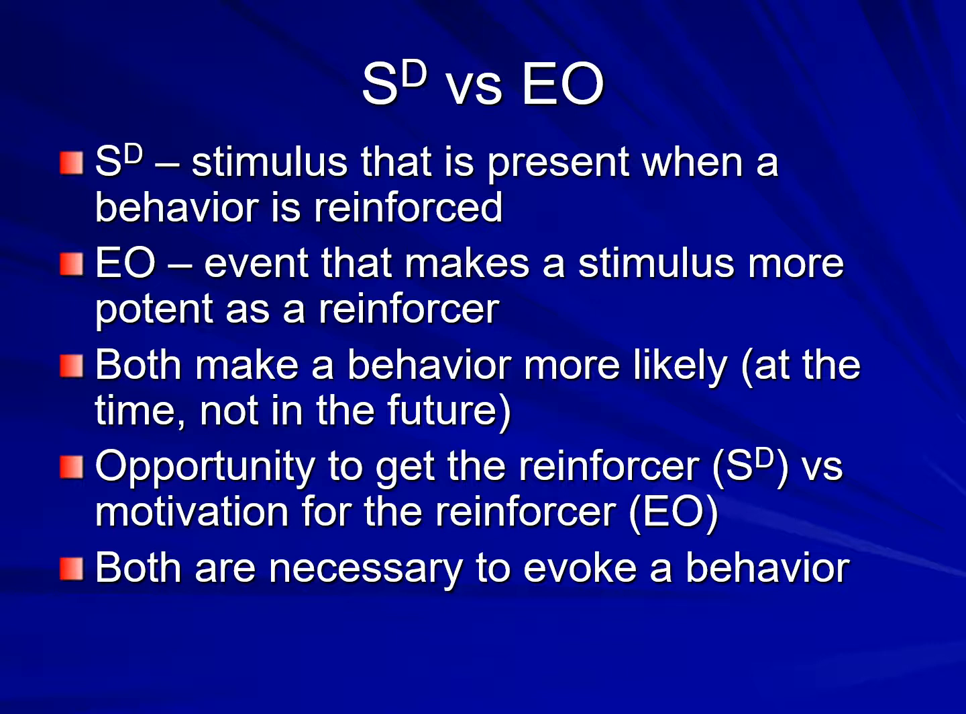The behavior altering effect means that the presence of an EO, an establishing operation, will evoke or cause an increase in behaviors that have been associated with getting access to a reinforcer in the past. For example, if I'm really hungry, I'm going to start engaging in behaviors that have been successful in getting food in the past. I'm going to look for a restaurant, or if I'm at home, I'm going to rummage through cabinets. I'm going to start doing that stuff.